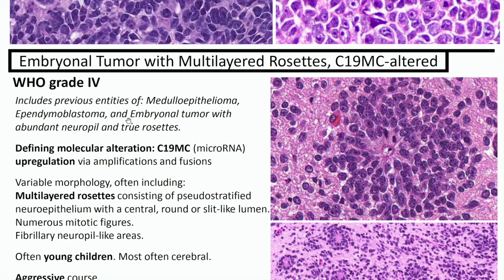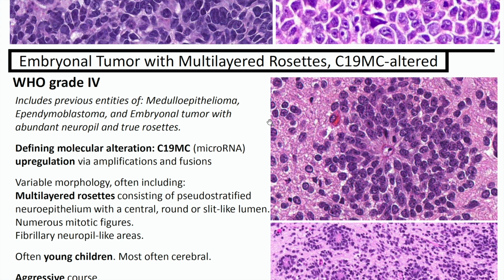Next up, we've got embryonal tumor with multi-layered rosettes, C19MC altered. So this is WHO grade 4, and it includes the previous entities of medulloepithelioma, ependymoblastoma, and an embryonal tumor with abundant neuropil and true rosettes. There's a defining molecular alteration of C19MC microRNA upregulation via amplifications and fusions.